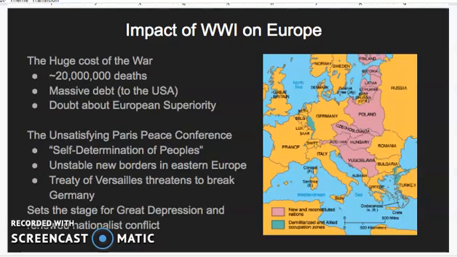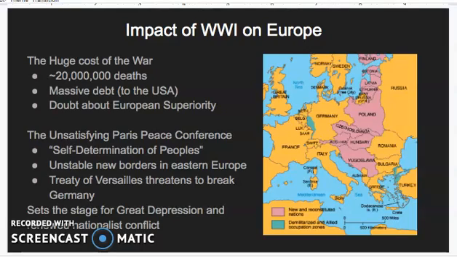So you get the rise of states like Poland and Czechoslovakia and Hungary and Yugoslavia. And the idea was that each of these nations represented a people who for the first time would be allowed to determine their own destiny. So that is the idea of the self-determination of peoples.